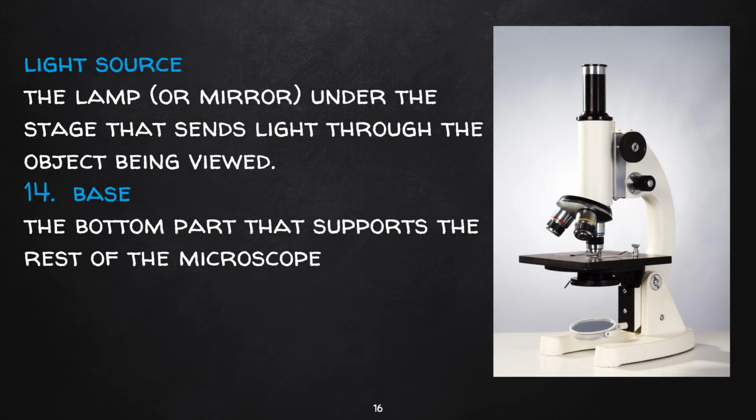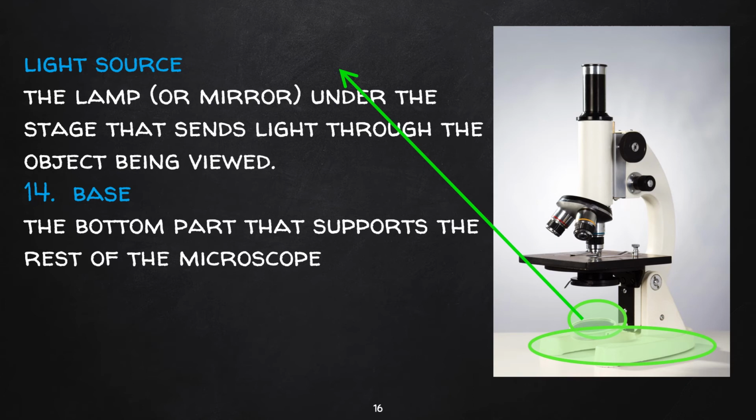Okay, so let us proceed to the next set of parts of the microscope. Next would be the light source. Yung light source, it could either be a lamp or a mirror. So this is located underneath the stage, and this is responsible to send light through the object being viewed.